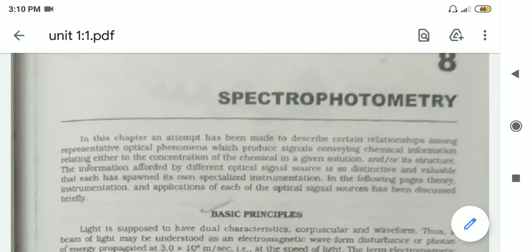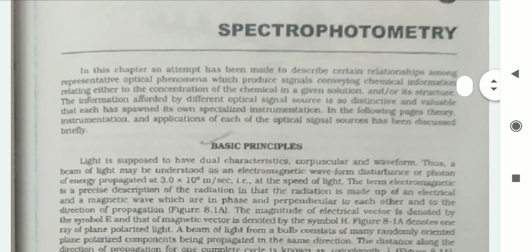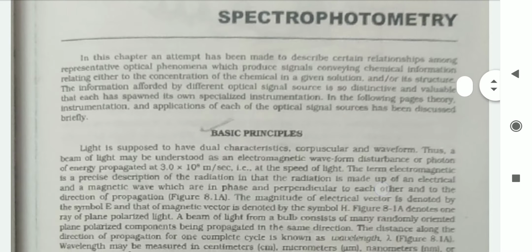Welcome students, let's start today the unit 2 topic, that is electromagnetic spectrum and spectrophotometry. So let us understand the electromagnetic spectrum. What is an electromagnetic spectrum?